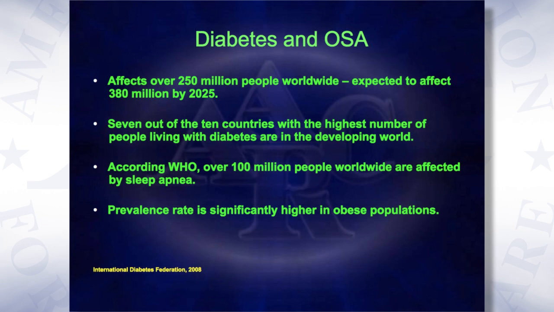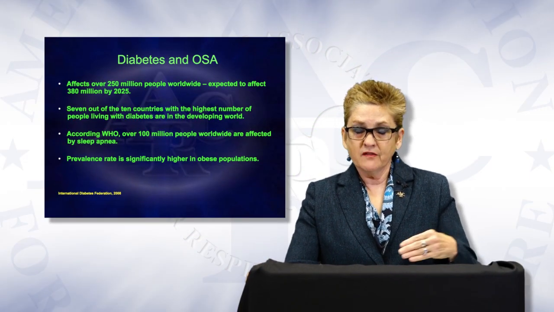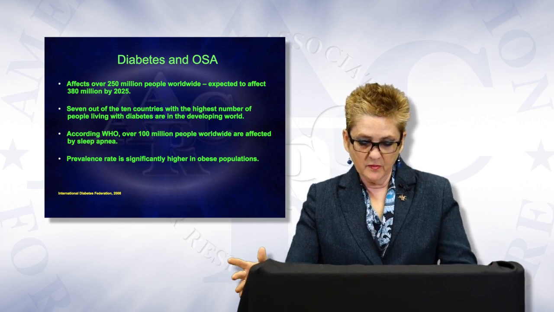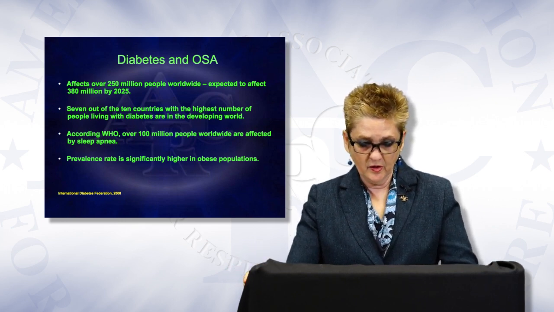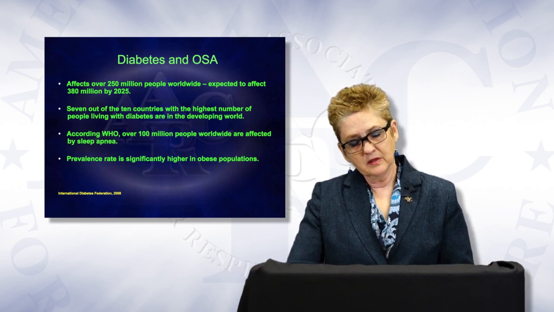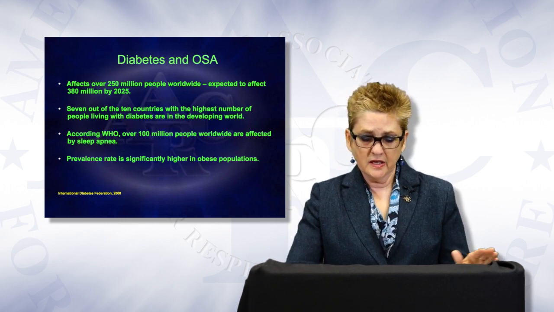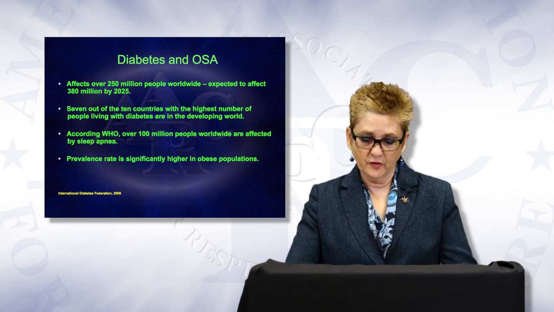When we look at diabetes itself, and this is a problem not only in the US but worldwide, diabetes is increasing, and right now they estimate about 250 million people with diabetes throughout the world, and they expect it to be over 380 million by 2025. So 7 out of 10 countries with the highest number of people living with diabetes are in the developing world. Again, we can have a great impact on the progression of this disease if we're diagnosing it early enough, and if OSA is intertwined with that, we can affect the health of the world.